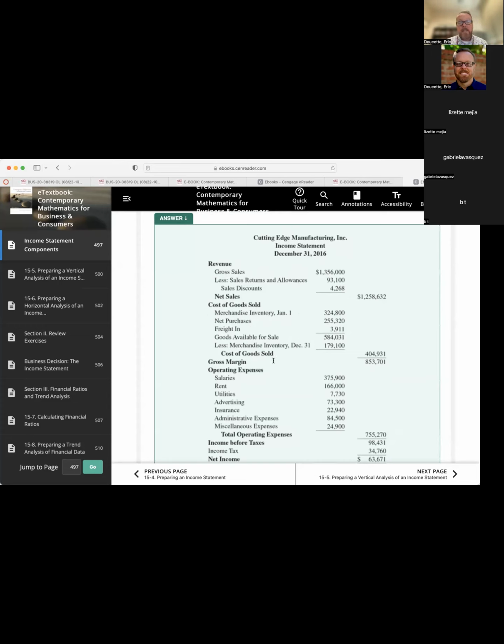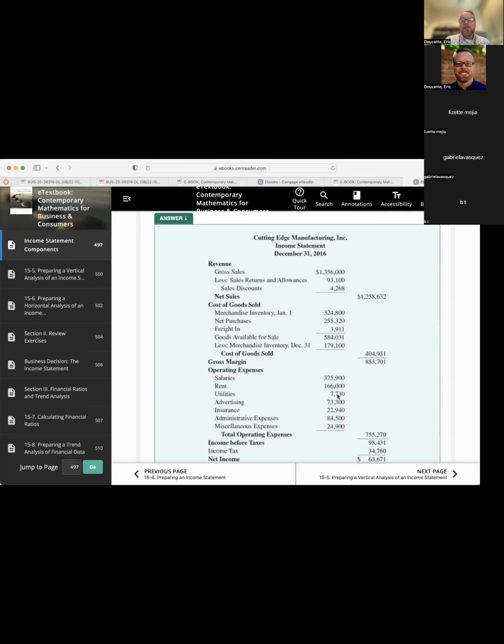So there's no expense to that, right? It's actually considered an asset. So that has to be subtracted from all of these expenses, my cost of goods sold. So that came out to now 431 of total cost of goods sold, and I subtracted that from the 1,258,632, that gave me a $853,701 gross margin, or gross income. I think you can use either word interchangeably there.